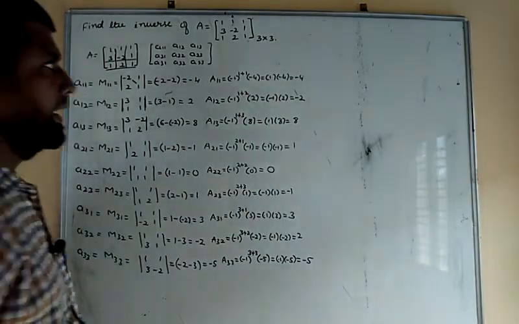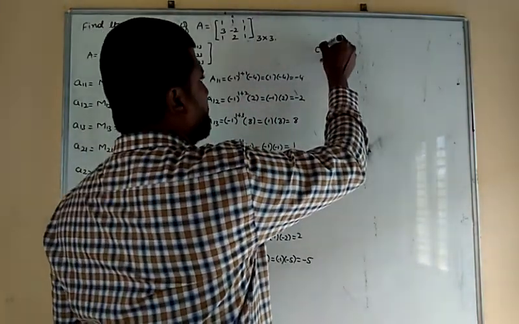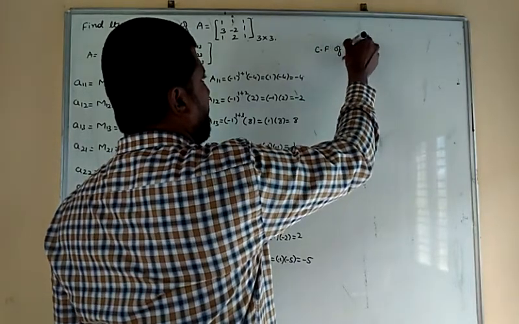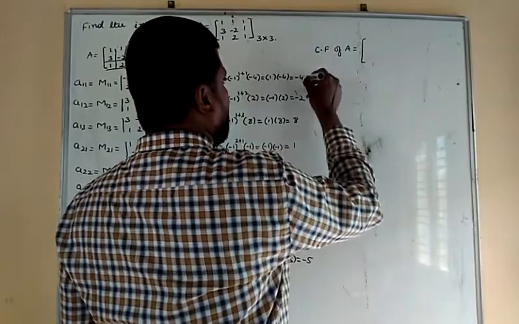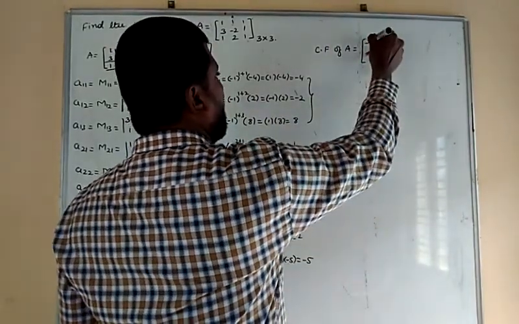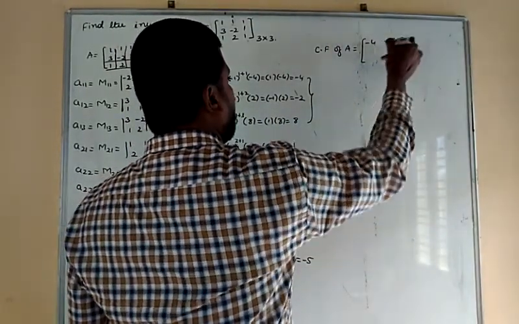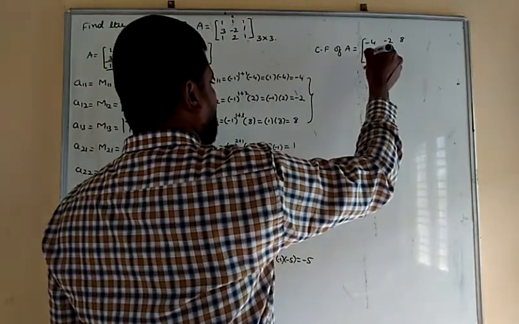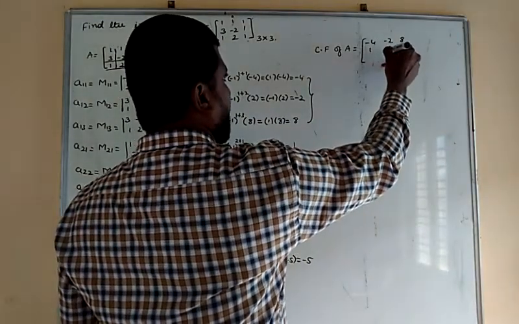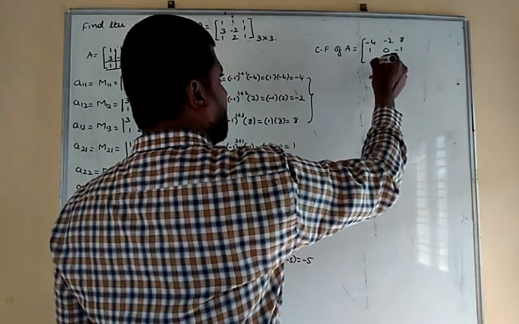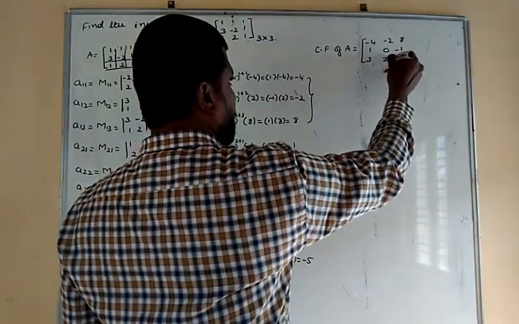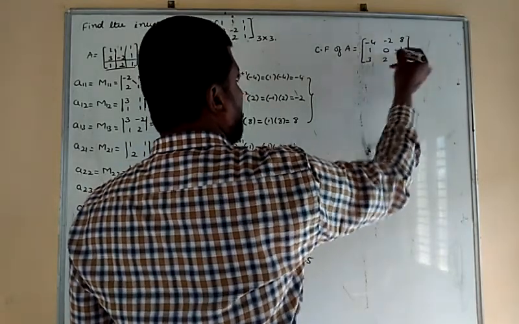Now let us write the matrix here. Cofactor of A is equal to, let us write the three rows: minus 4, minus 2, 8, then 1, 0, minus 1, then 3, 2, 5. So we have found the cofactors.